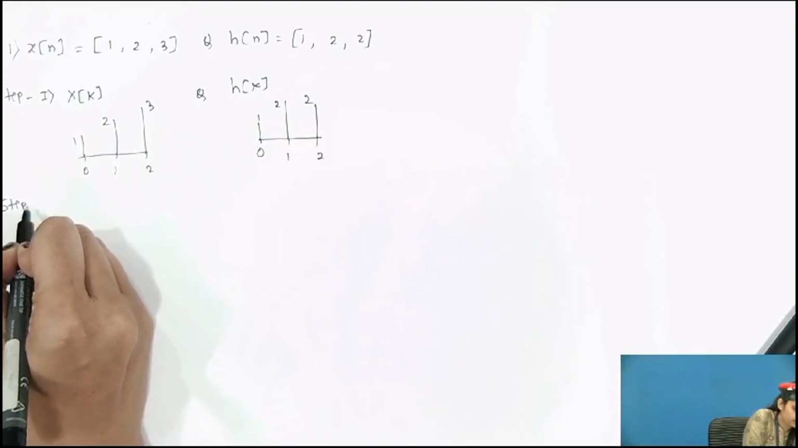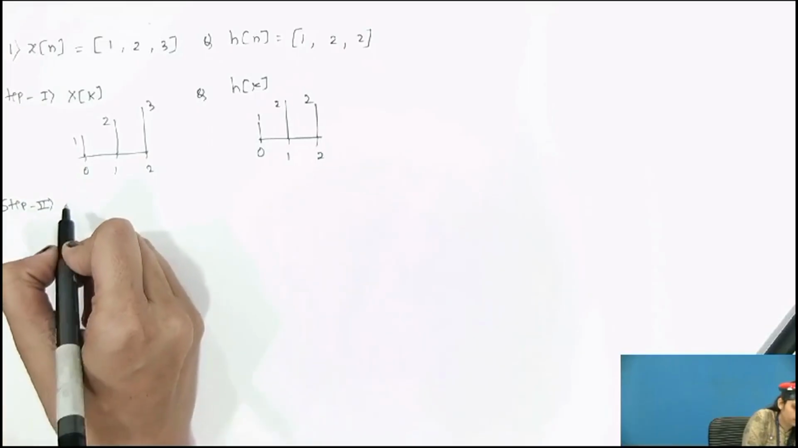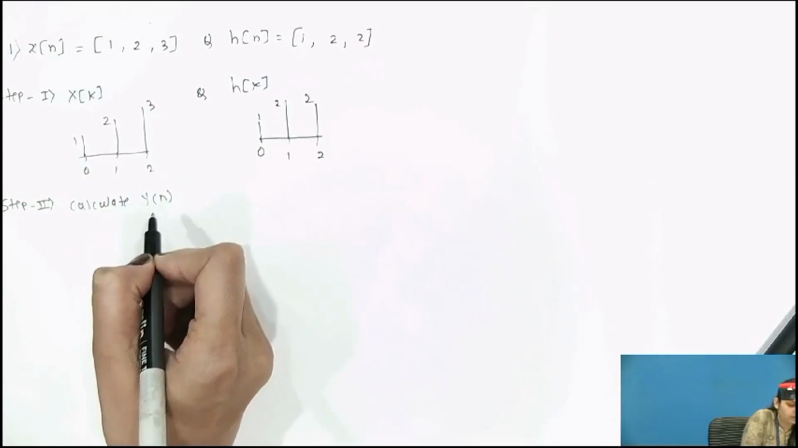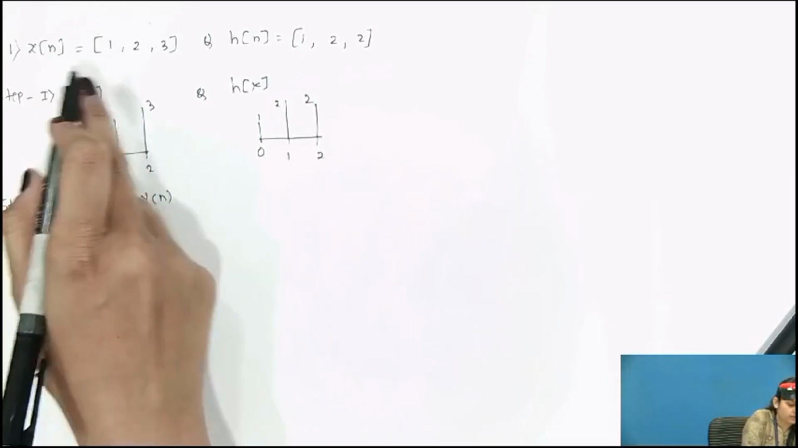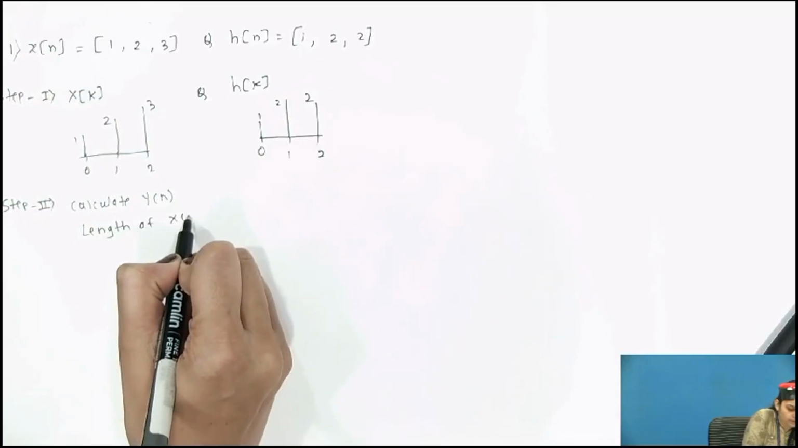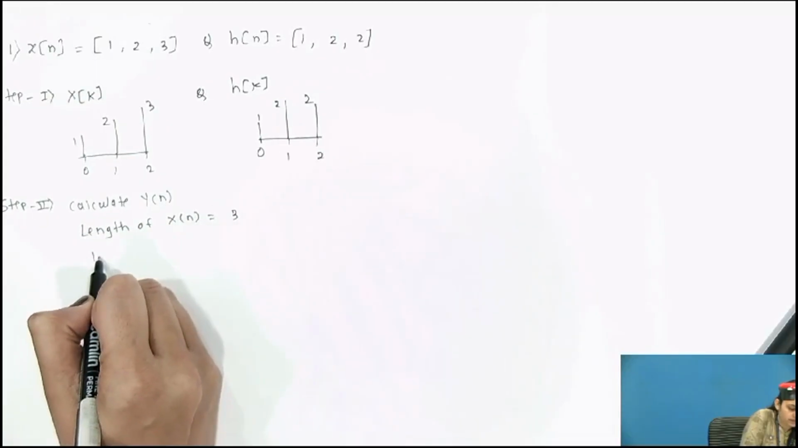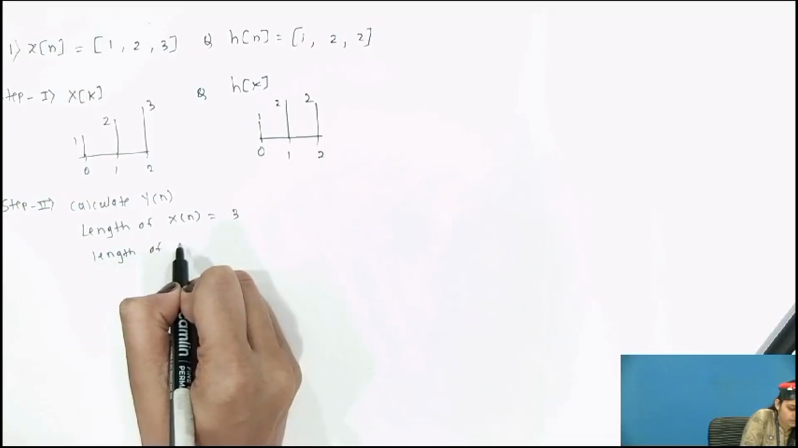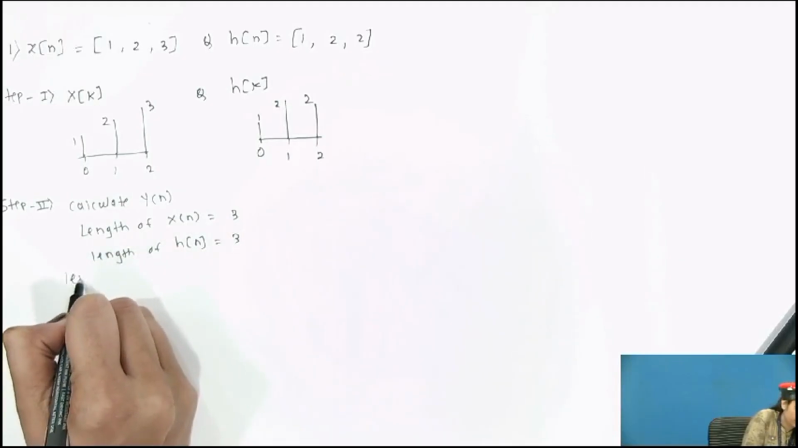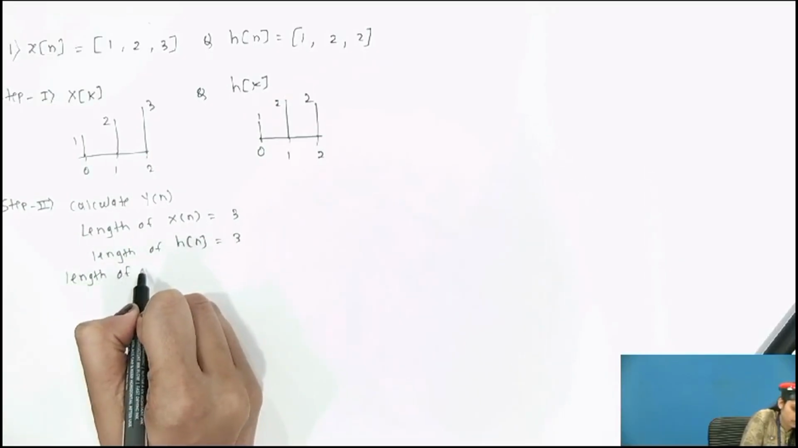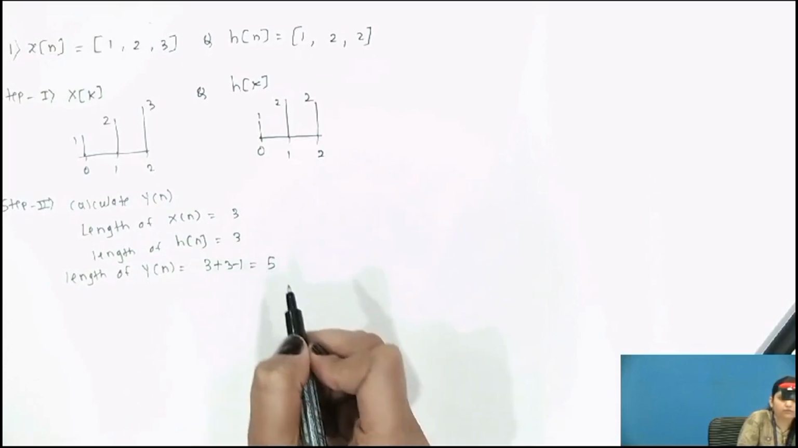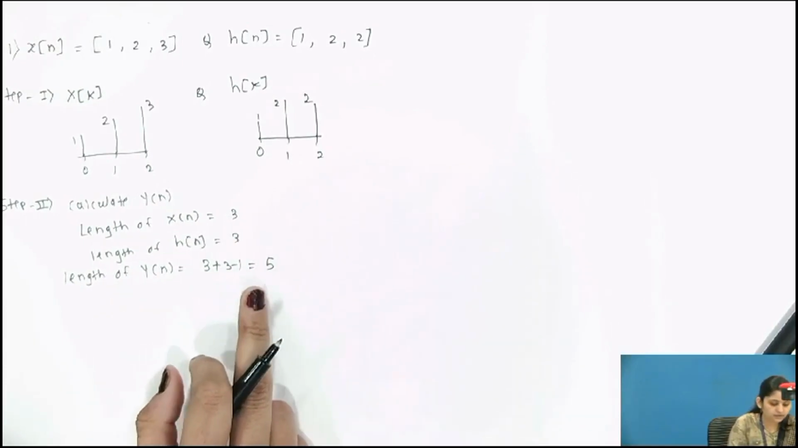Now our step number 2 is to calculate the length of y of n. How can we calculate it? First of all, we calculate the length of x of n, which is equal to 3, then the length of h of n, which is again equal to 3, then the length of our output y of n, which is equal to 3 plus 3 minus 1, which is nothing but 5. So the output sequence has a length equal to 5.